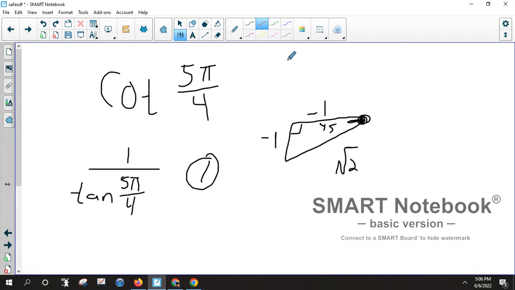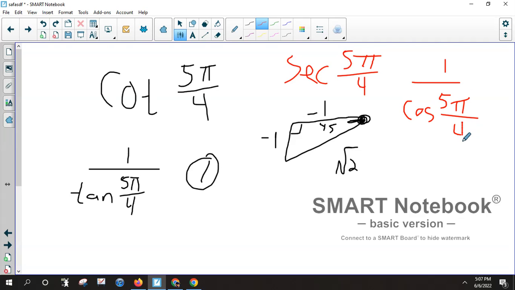And if we do another one, let's say the secant of 5 pi over 4. That's the reciprocal of cosine. Cosine is adjacent over hypotenuse. We flip it, and it's negative square root of 2. And there you go. Finding trig values without a unit circle. Any questions? Shoot me an email.